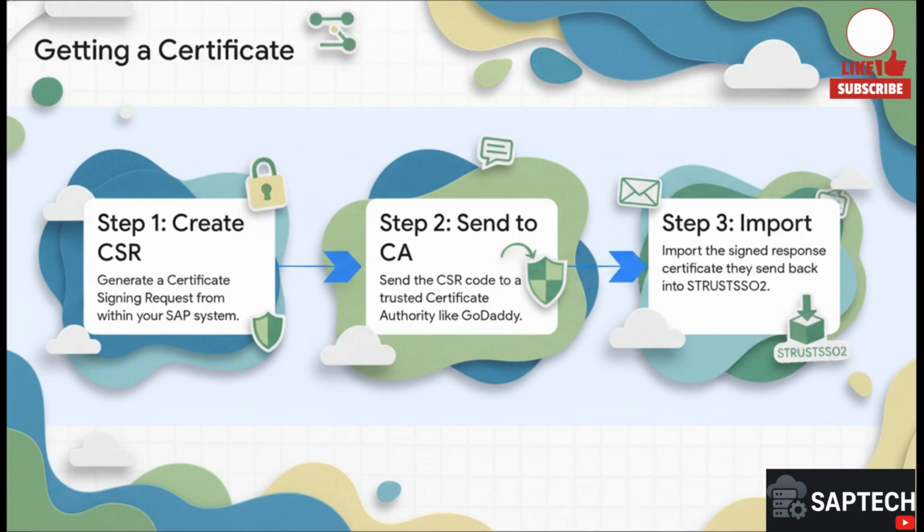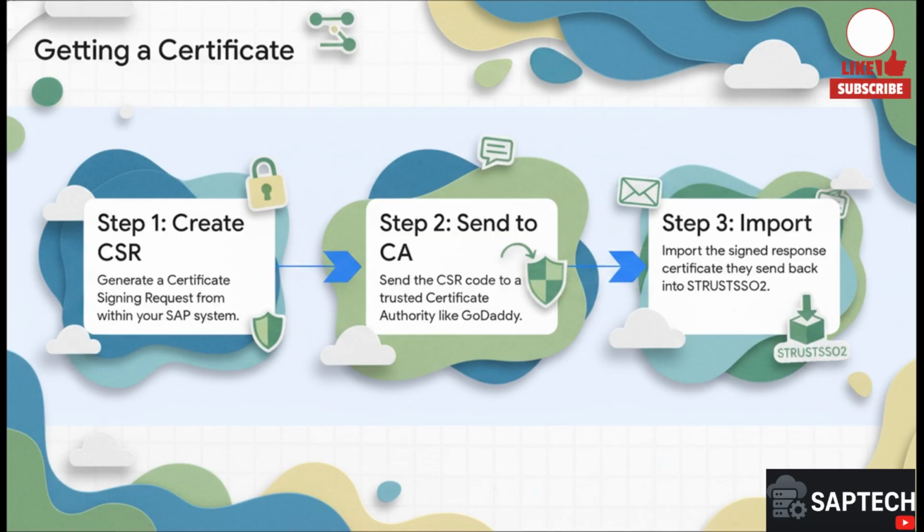The process for getting a new certificate is actually a pretty straightforward three-step dance. First, inside your system, you create something called a Certificate Signing Request, or a CSR. Second, you send that request file over to your certificate authority. And finally, they'll send you back a signed certificate, which you simply import back into your system.